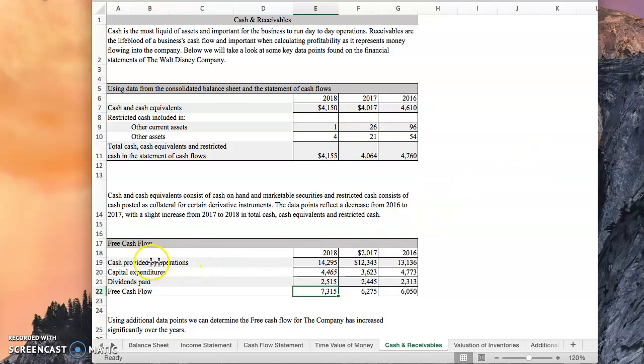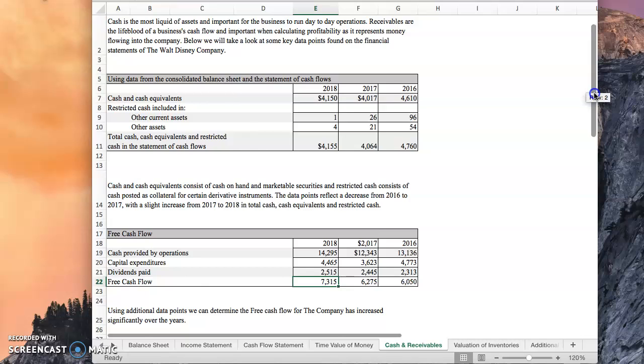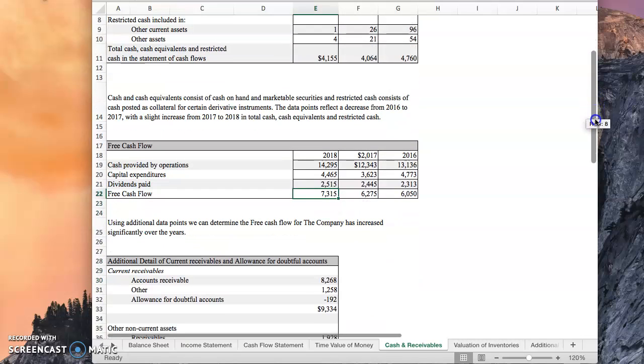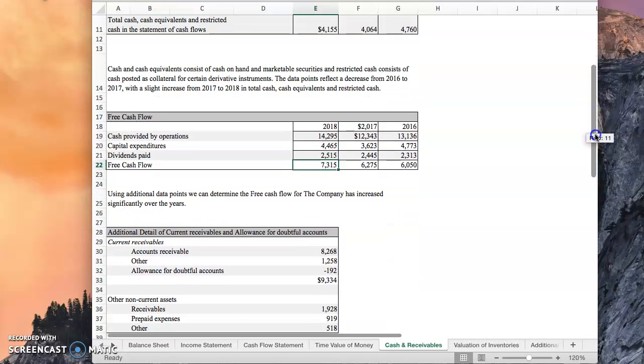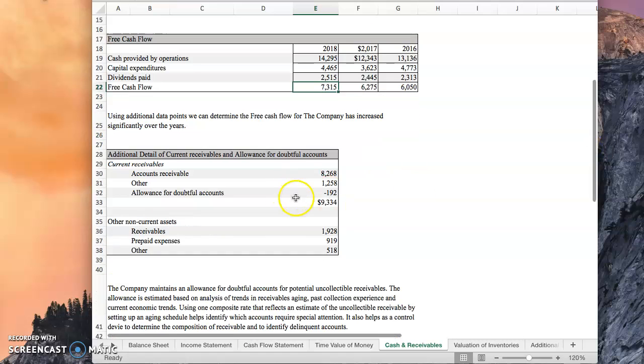We can also look at free cash flow by analyzing the cash provided by operations, capital expenditures, and dividends paid, to determine that free cash flow has been increasing over the last few years. In terms of receivables, the company uses the allowance method for doubtful accounts, and here we can see the amount that they allocate to the allowance for doubtful accounts is $192 million.